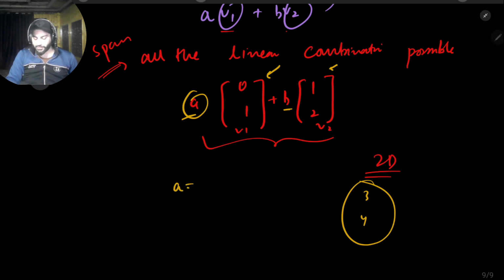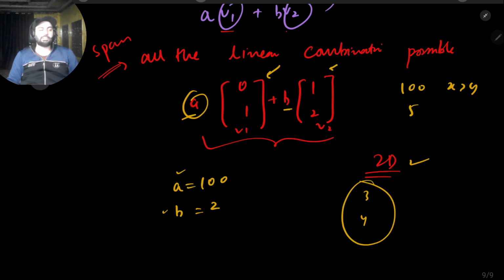Just for example, put a equal to 100 and let's suppose b is equal to 2. So if you put a equal to 100 and b equal to 2, we'll get 100, and then if we add these 1 plus 4, we'll get (100, 5). So here x is greater than y. Are you able to see it? Yes, sir. So don't you think that we can create any number out of this? Because we can manipulate these two vectors so as to get to any vector in 2D. Just convince yourself that by using these two vectors, I can create any vector that lies in 2D.